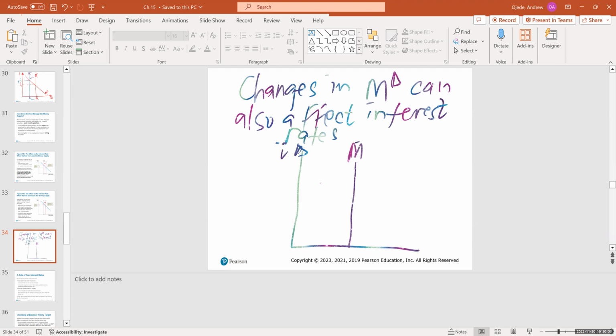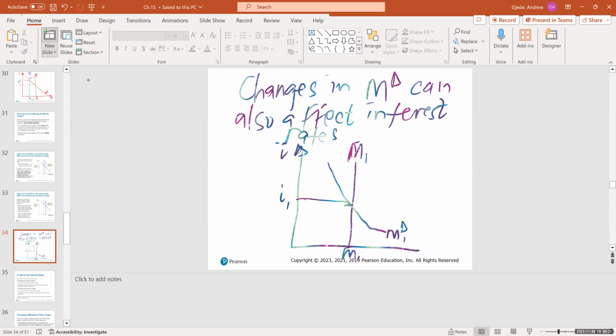So if this is like M1, and then this is your money demand, MD1. This is your initial equilibrium interest rate, I1. This is the initial equilibrium quantity of money. The Fed may not print money at all, or it may not decrease the money supply at all, but you can see interest rates still going up.